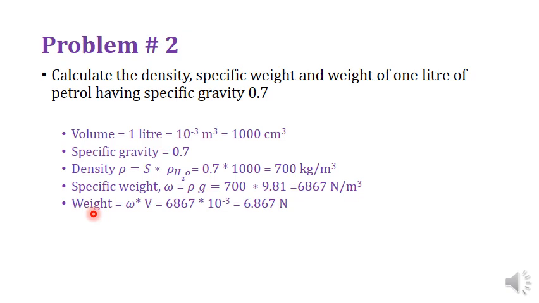Finally, the weight. So how to get the weight? What is the formula of the specific weight? That is the weight of the fluid divided by the unit volume. So if the weight needs to be calculated, you just multiply your specific weight with the volume. So you get 6867 into 10 raised to power minus 3. The volume is 10 raised to power minus 3, and 6867 is the specific weight you calculated earlier. This is equal to 6.867 Newton.